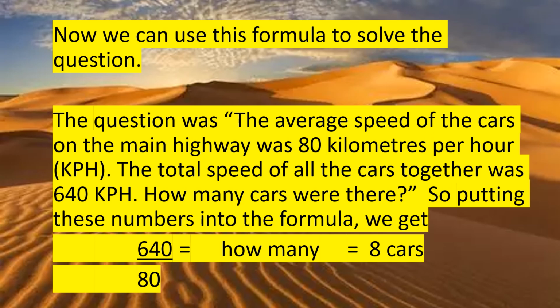So putting these numbers into the formula, we get 640 divided by 80, and we work that out. You can cross out both the zeros. Then it's 64 divided by 8, and the answer is 8 cars.